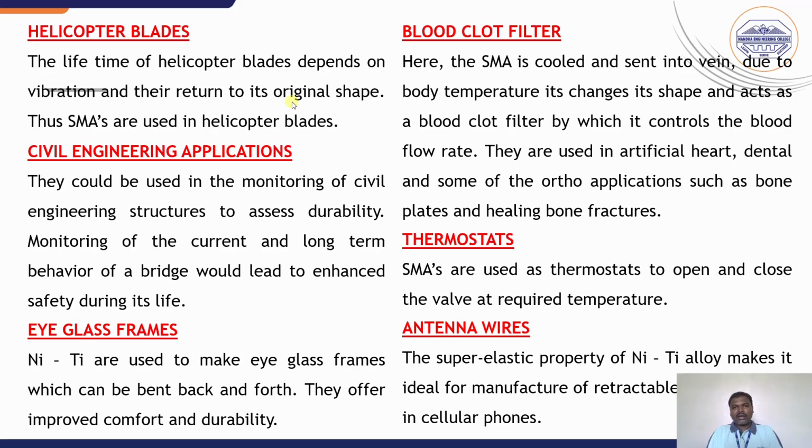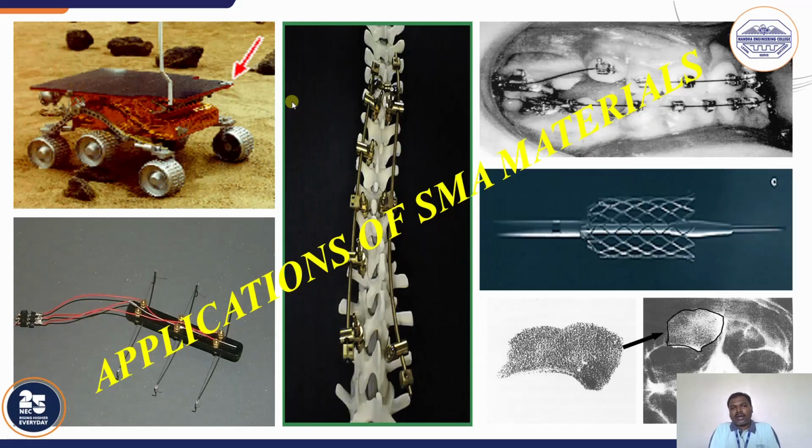In the medical field, SMA material is mainly used to fabricate blood clot filters. In angioplasty, it is used for fixing the stent, and that stent is made exclusively of SMA material. And apart from thermostats and antenna wires for cell phones, SMA material is widely used in these kinds of applications. Next, this slide shows different images.